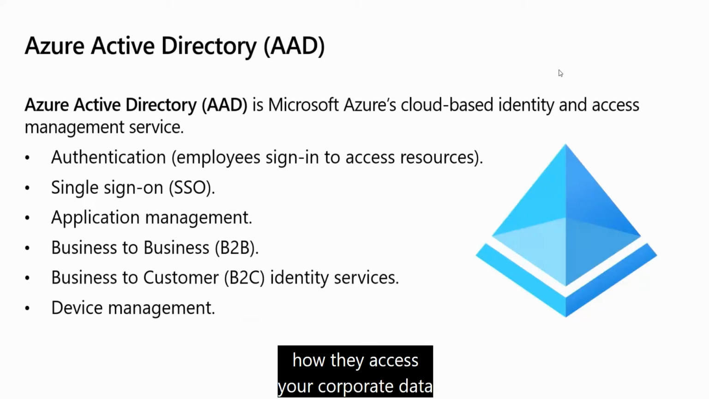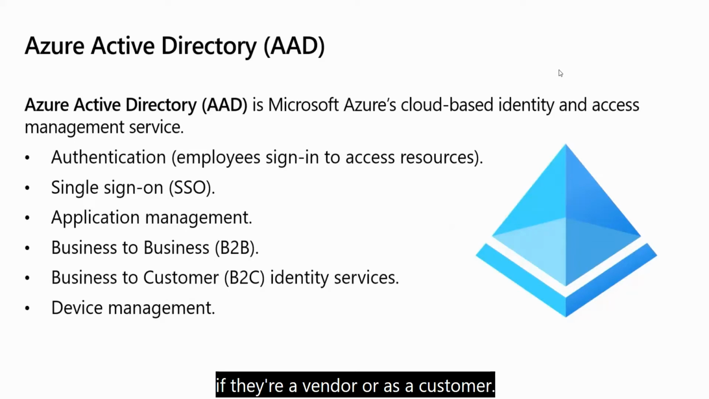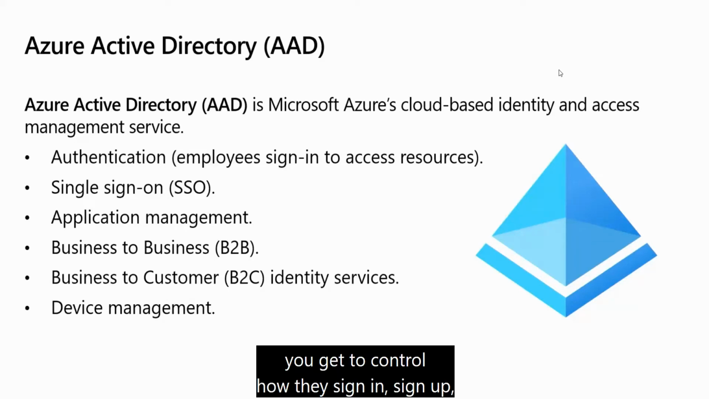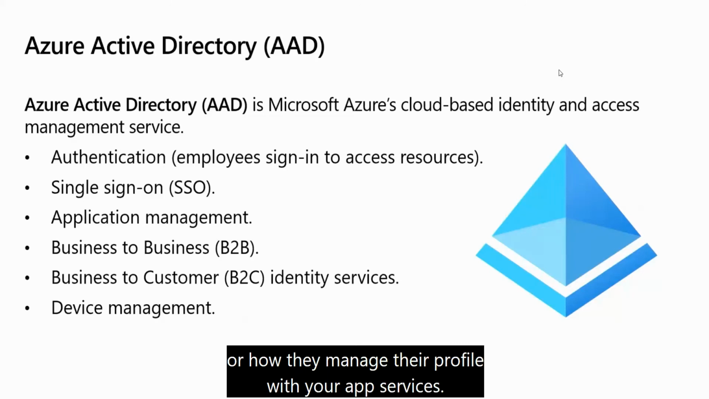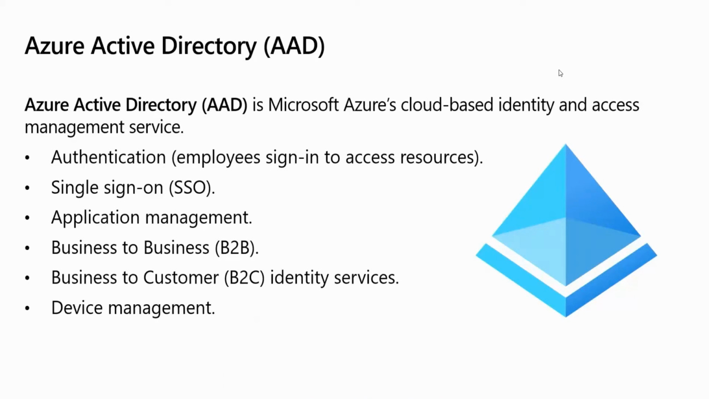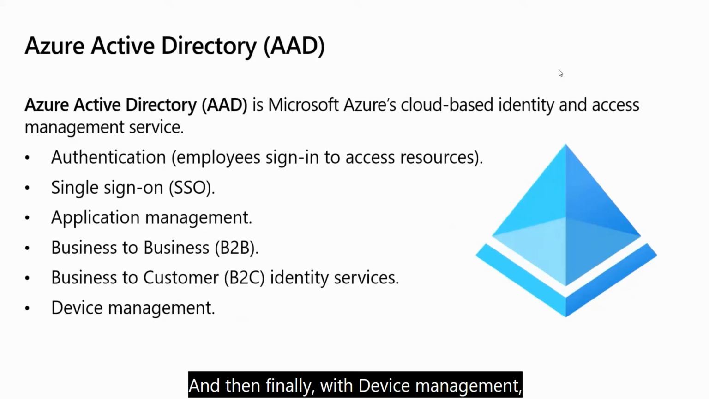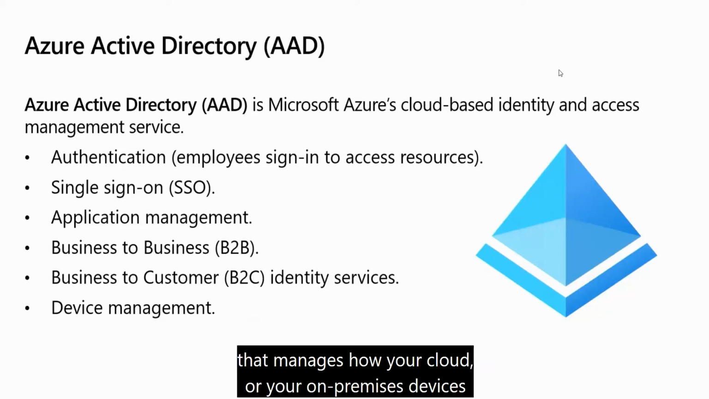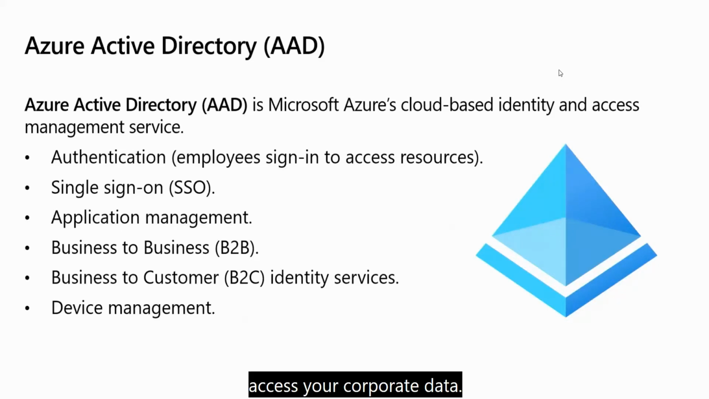With business to business and business to customers, essentially you get to manage your guest users or your customers, basically how they access your corporate data if they're a vendor, or as a customer, you get to control how they sign in, sign up, or how they manage their profile with your app services. And then finally, with device management, that manages how your cloud or your on-premises devices access your corporate data.